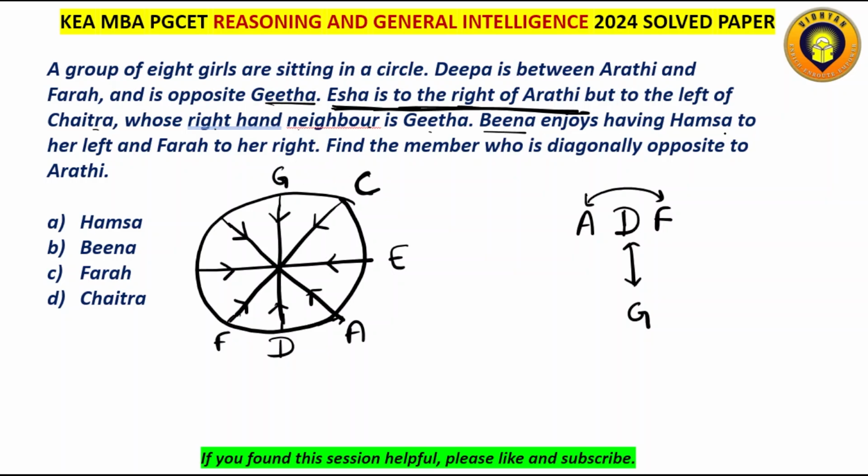Beena enjoys having Hamsa to her left and Farah to her right. So to the left of Beena, Hamsa is sitting, and to the right of Beena, Farah is sitting. So Farah is here. So therefore Beena comes here. Right of Beena is Farah and left of Beena is Hamsa. So this will be the final arrangement. Now you have to find the member who is diagonally opposite to Arati. So diagonally opposite to Arati is H. H means Hamsa.